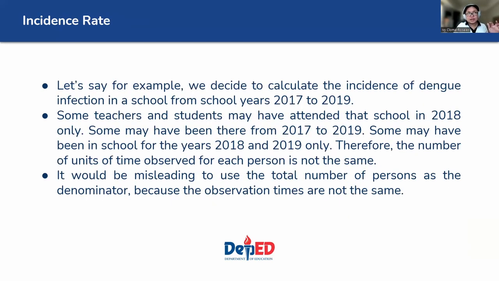So what's the use of incidence rate? For example, in our schools, we wanted to calculate the incidence of dengue infection in a school from school years 2017 to 2019. Now, some teachers and some students may have been in that school in 2018 only. Some may have been there the entire time, 2017 to 2019, but some may have been in school for only the years 2018 and 2019. So the number of units of time for each person is not the same. So it would be misleading to use the total number of persons as the denominator, because the observation times are not the same.